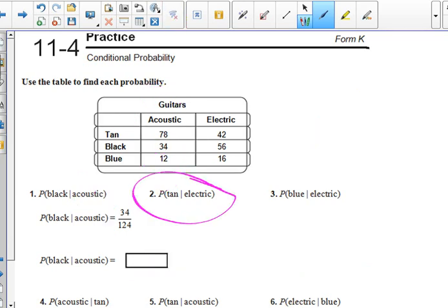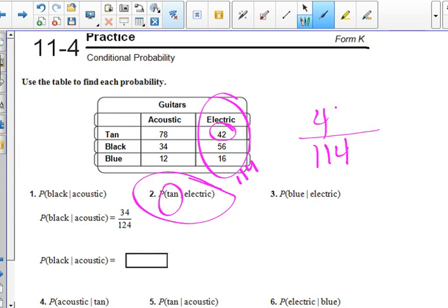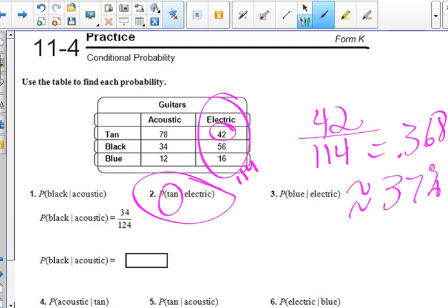All right, let's look at number 2. What's the conditional probability of drawing a tan, given that they're all electric? So again, all electric. The total for all electric is 114. So that's our denominator. And they want to know the probability of tan electric. So that's 42. There it is, 42 over 114. That comes to about 0.368, or roughly 37%. Okay? Work number 3 real quick.